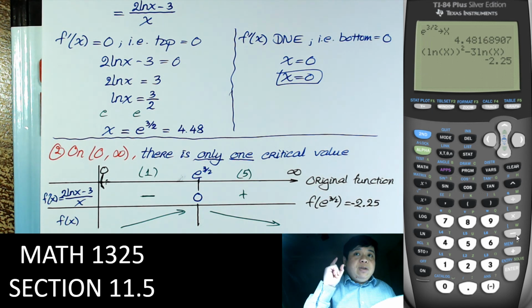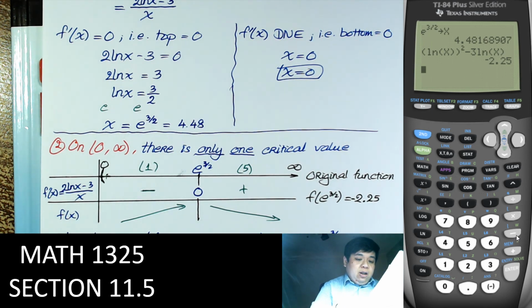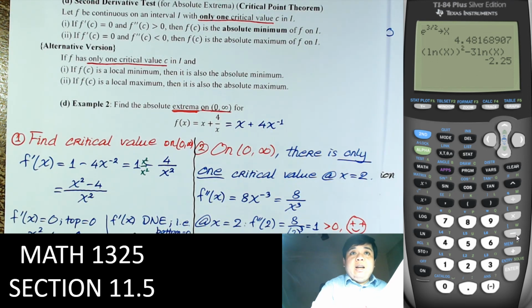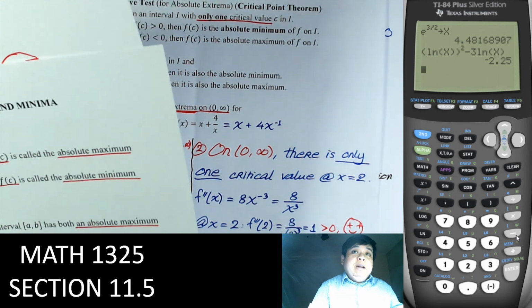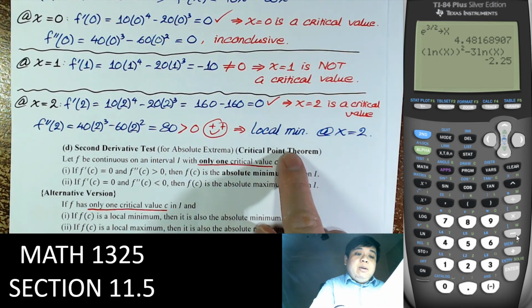So every time we have just one critical value, we can use the first derivative test or the second derivative test. If it is local min, it will be absolute min. If it is local max, it will be absolute max. So that's why this theorem is very important.